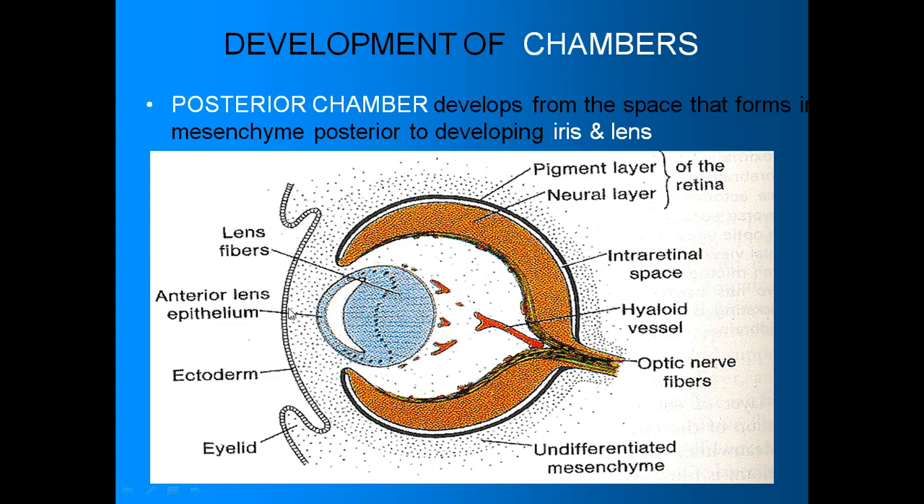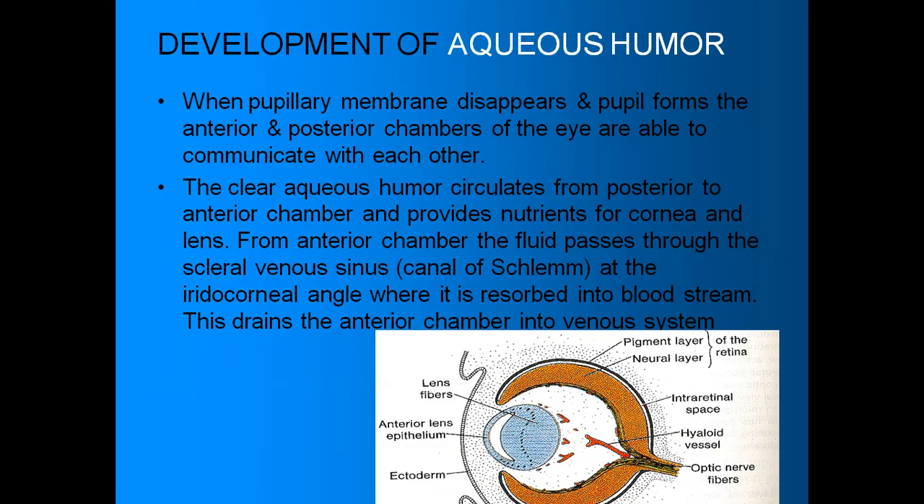In both these chambers, a liquid is filled, 99.9% water. That liquid is called aqueous humor. So, development of aqueous humor. When the pupillary membrane in front of the lens disappears, the pupil forms, and the anterior and posterior chambers of the eye are able to communicate with one another. This edge of the optic cup will project like this and form one pupil. Pupil is an aperture. So in front of the pupil, anterior chamber, behind the pupil, posterior chamber.